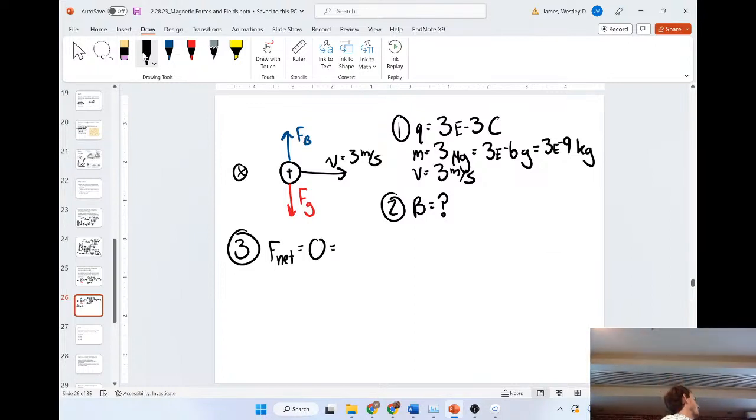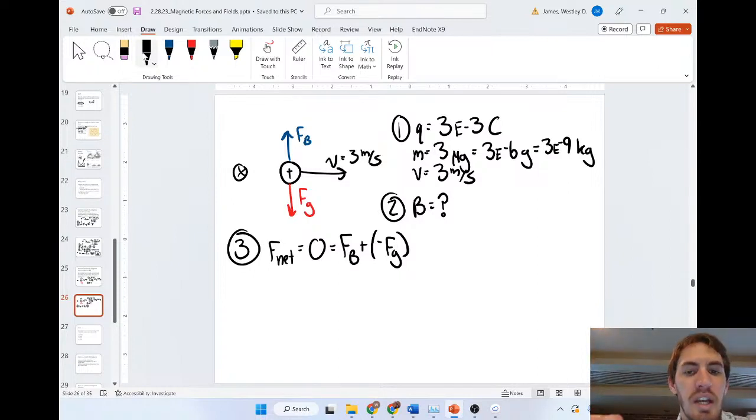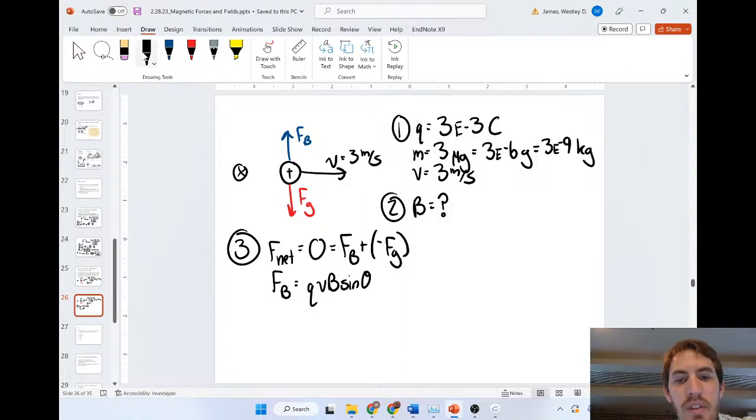Free body diagram: the force due to the magnetic field is up. The force due to gravity is down. And I'm going to write this in a way that I think we always add our vectors, but FG is down, so it's negative. It ends up being subtraction, but I like to write it as adding, just to keep things consistent. Okay, so we need the force due to the magnetic field. That's QVB sine theta.